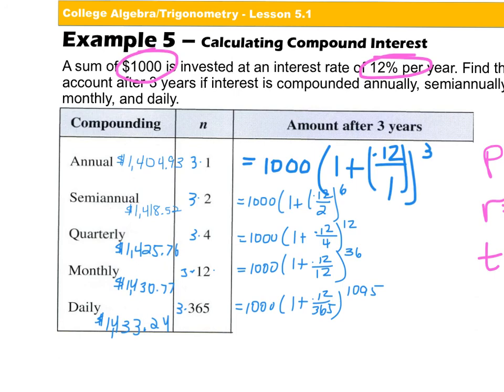It does go higher, but not by a lot. Okay, so what I'm trying to show you is when you do these problems and you have to compound all these different ways, your answer should be about the same. If you hit a keystroke wrong, if you forget a decimal point, it's going to drastically change your answer. So just make sure you guys are paying attention to what you're doing. Sound good? All right, good job.